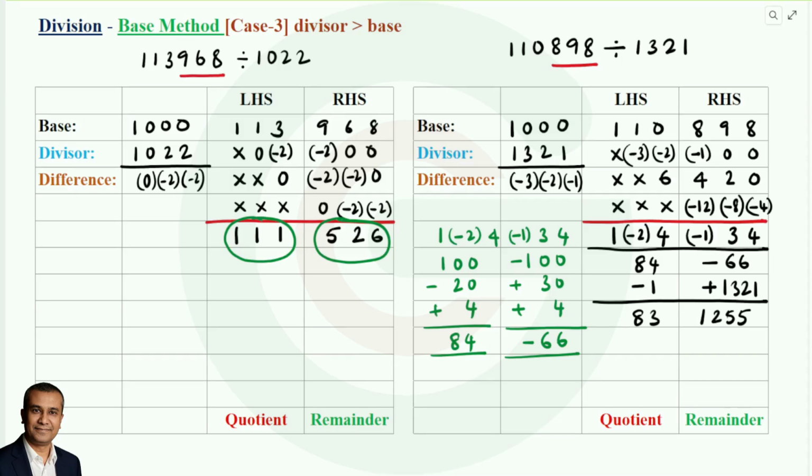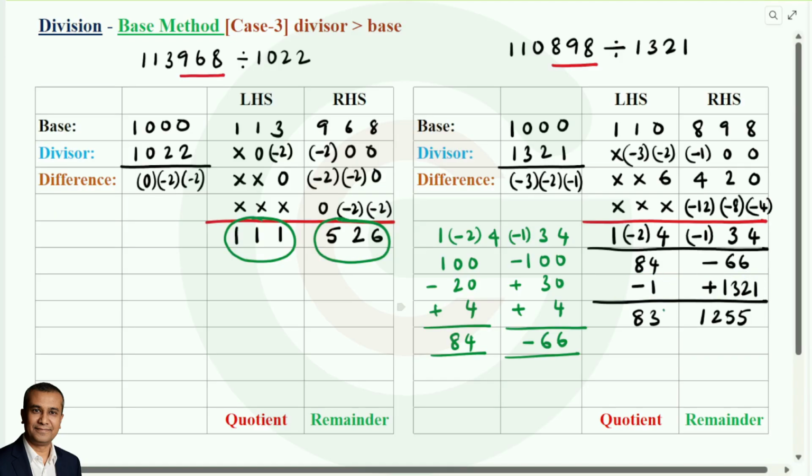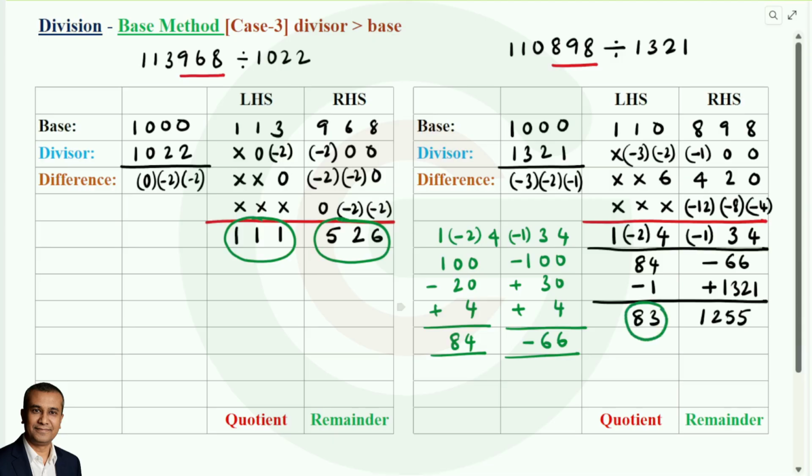Whenever we get remainder as negative, it means that we got a higher value of quotient. If we multiply quotient with the divisor, we get a number greater than the dividend. Therefore, we have to go backwards. That is, subtract 1 from the quotient and add the divisor to the remainder. So the answer is quotient is 83 and remainder is 1255.